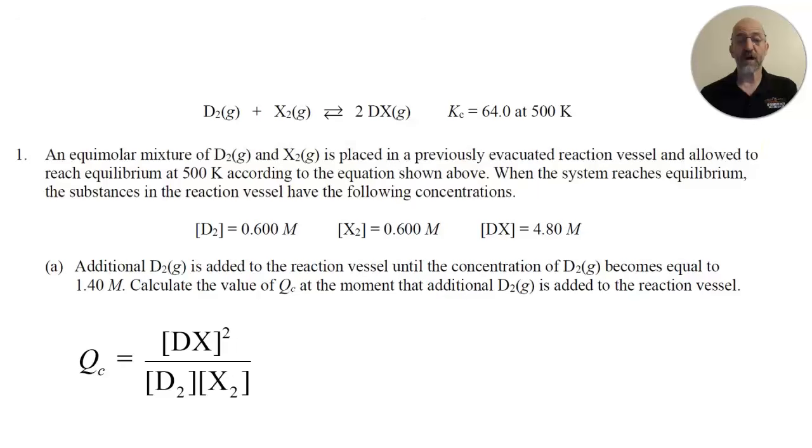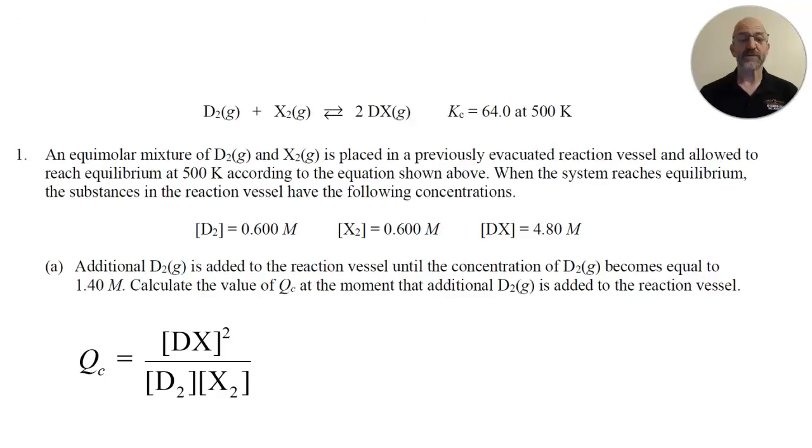So that would be products over reactants. And because this is a Qc as opposed to a Qp, this involves brackets representing concentration as opposed to that capital P symbol representing partial pressures. So it will be the concentration of DX squared, because of that coefficient of 2 in the balanced equation, divided by the product of the concentration of D2 times the concentration of X2.